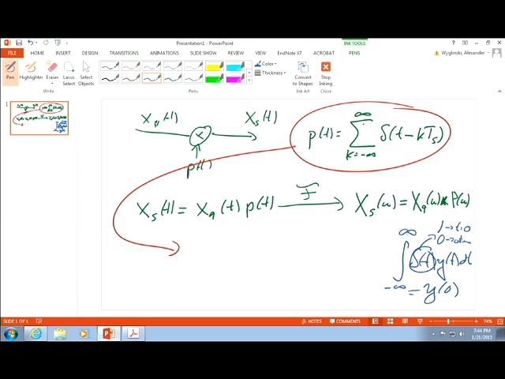Okay? In this case, what you've got is a train of deltas. And this is kind of interesting. So let's say we take the Fourier transform.